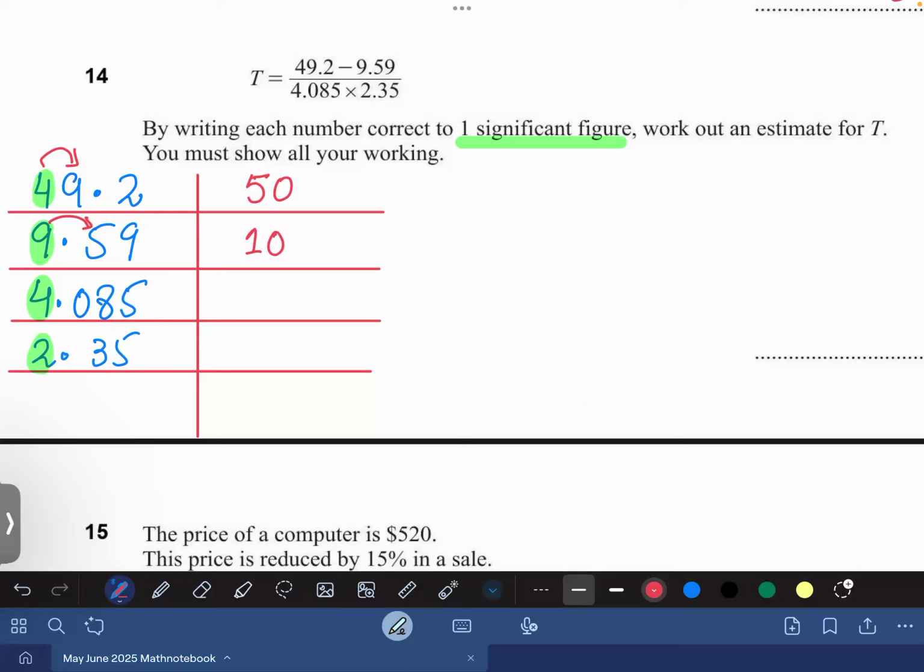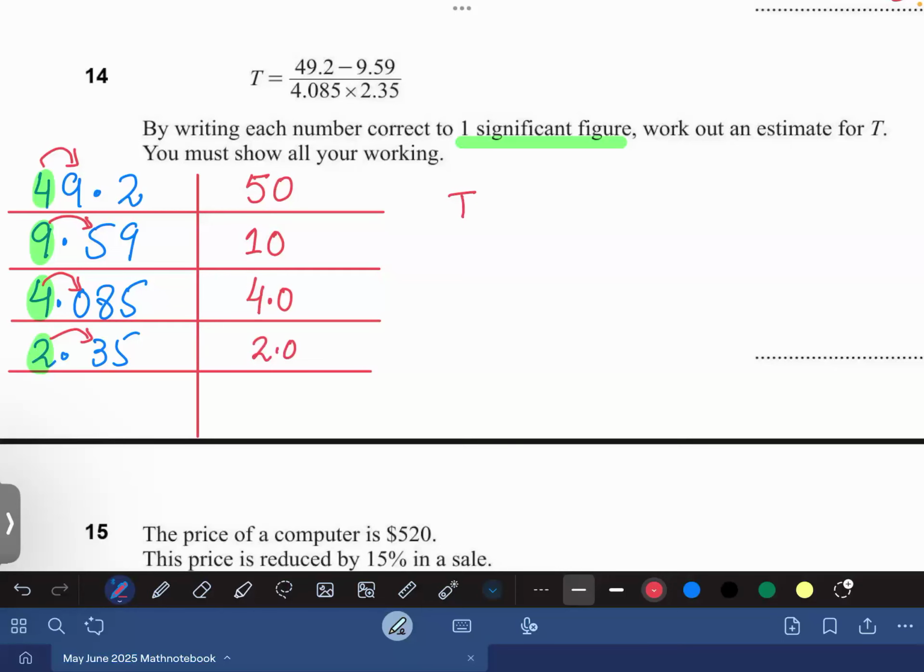Now, what is the digit after 4? The digit after 4 is 0, which is after the point. So no need to add anything to 4. So it would be 4.0. The digit after 2 is 3, which is less than 5. So ignore. So it would be 2.0. Don't need to add anything.